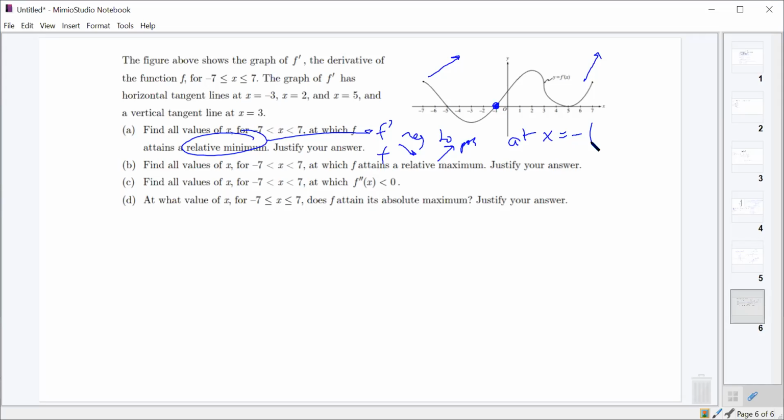Same thing for part B. So for part B, we want a max, so f prime goes from positive to negative. So the function goes from increasing to decreasing. That only happens here at -5.